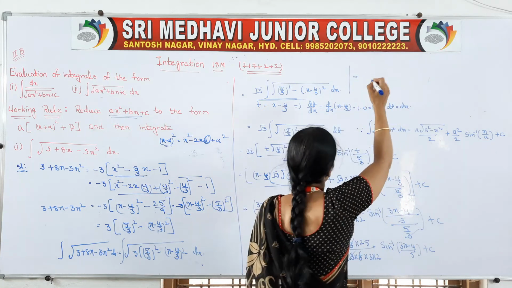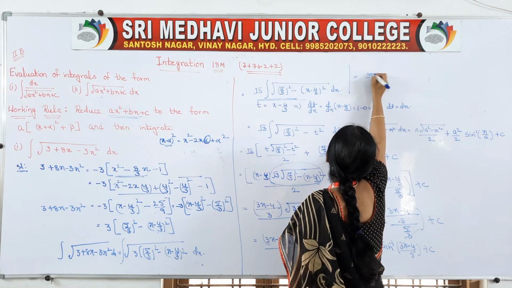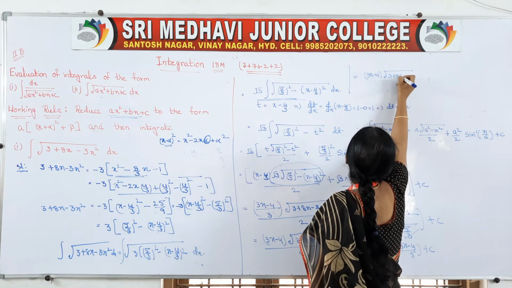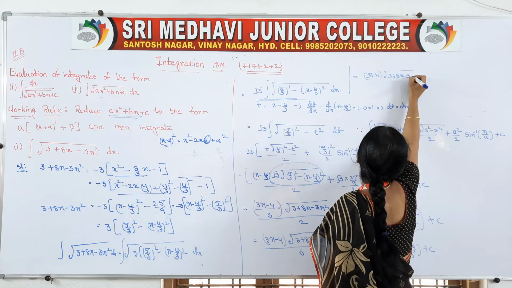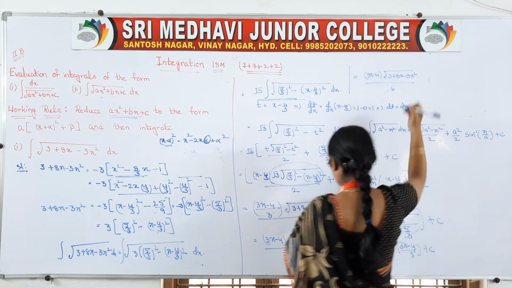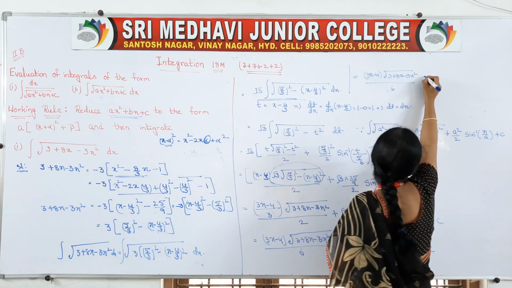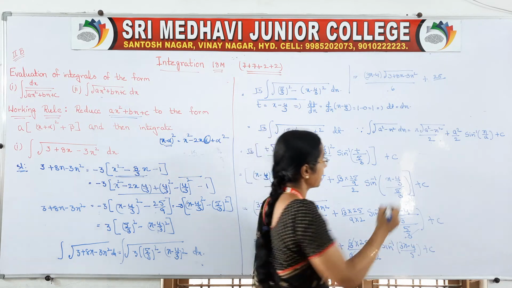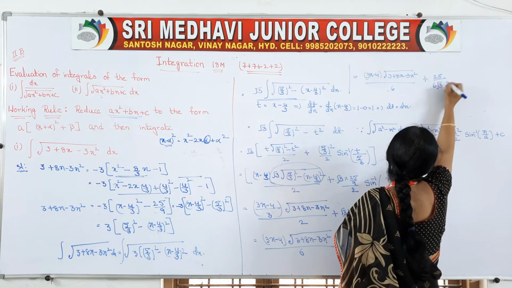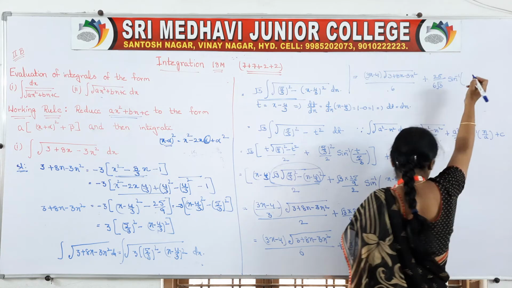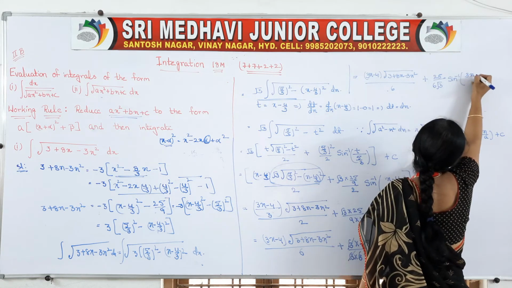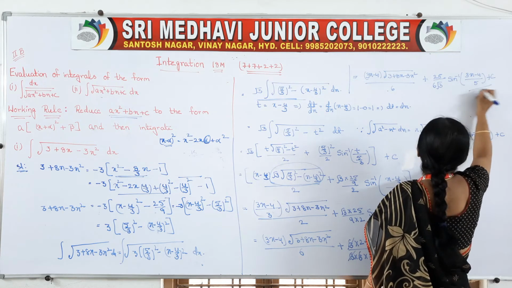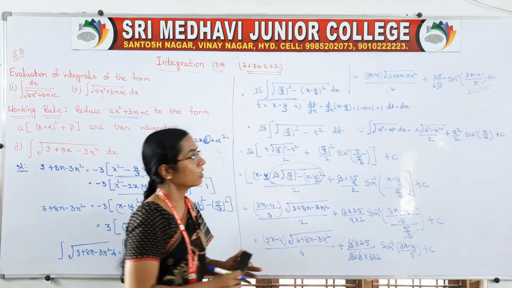Is equal to 3x minus 4 into root of 3 plus 8x minus 3x square by 6, plus 25 by 3, 2 3s are 6, root 3 into sine inverse of (3x minus 4) by 5 plus c. That is the answer to your question.